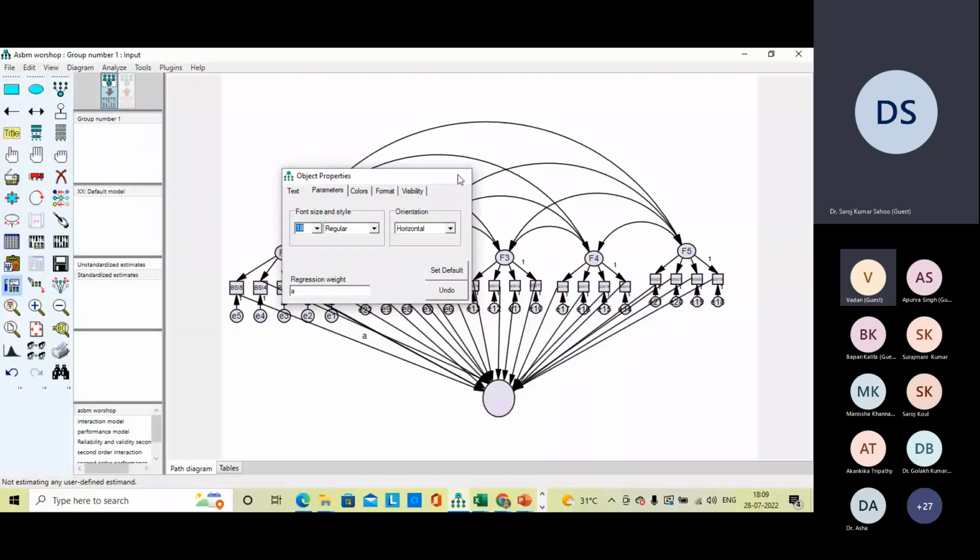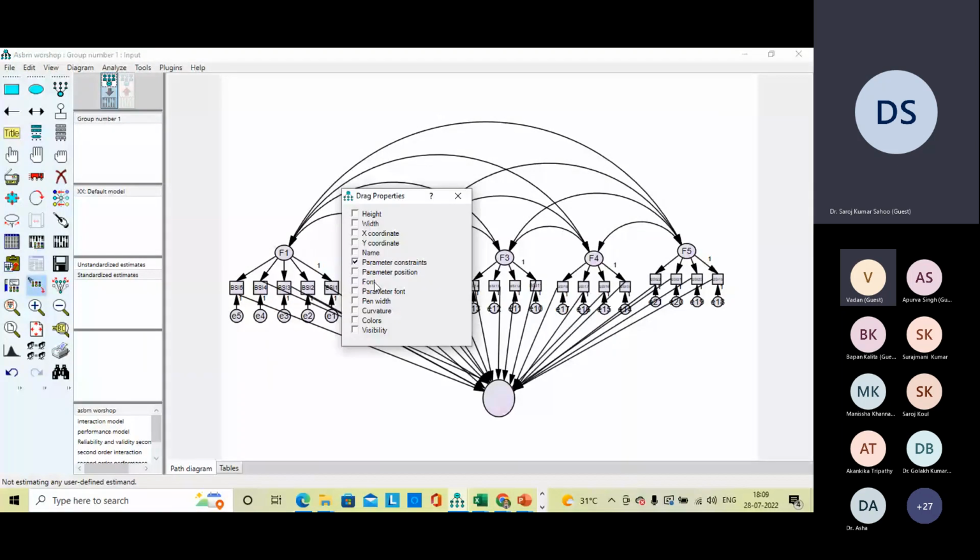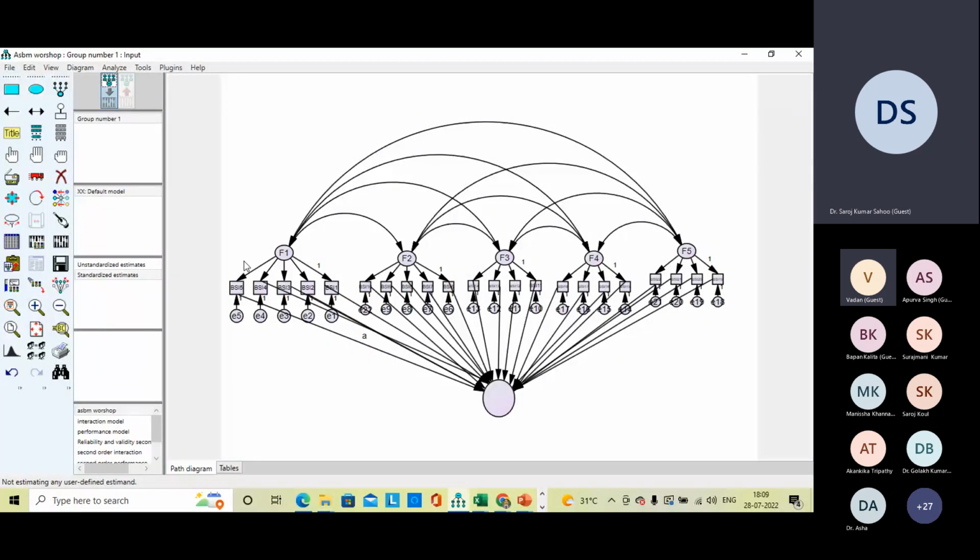What I will do is, I have already checked the parameter constraint. So what I will do now, I will drag and drop. How will I drag and drop? If you can manually do it for everyone, it is okay. But it is practically impossible to do manually. It will take half an hour. So I will select everything.